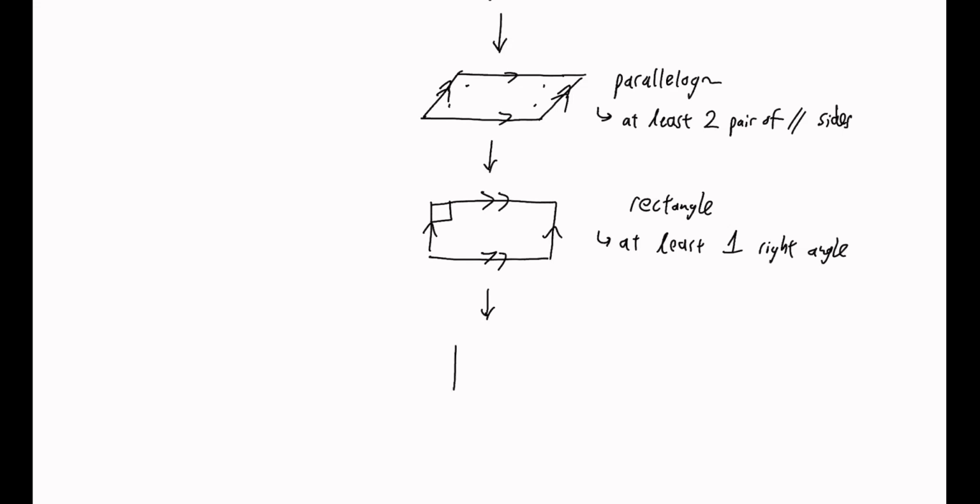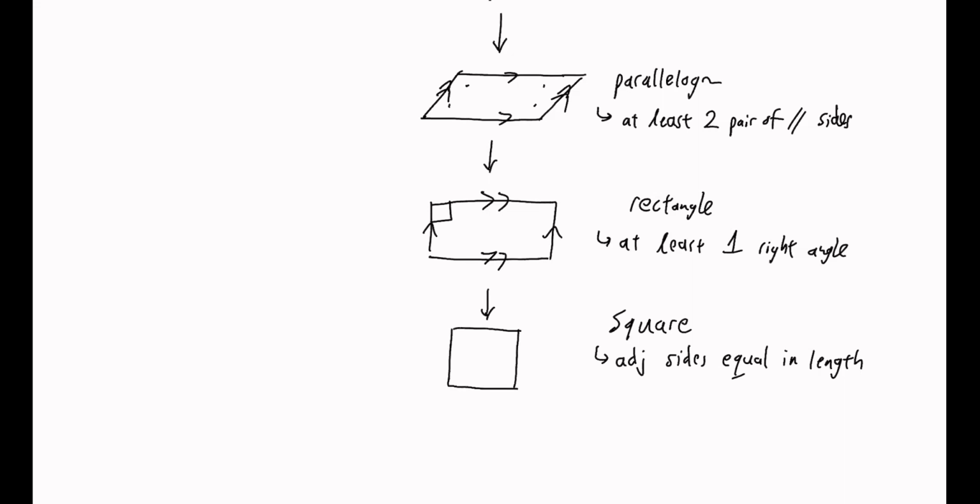Sorry, no. Adjacent sides equal in length. It will be a square. Adjacent means what? Side by side. So this length is adjacent to this length because they are side by side, right? And they are equal. Here in a rectangle, it's not equal; one is long, one is short.